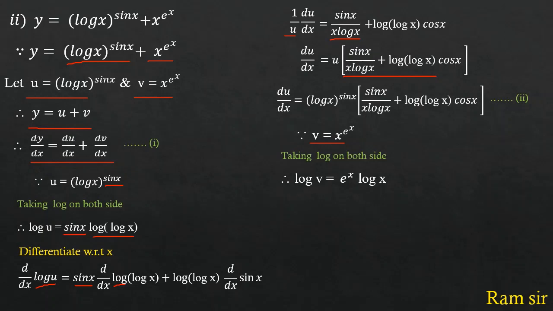So now we take the derivative on both sides with respect to x. So we write the derivative of log v, and on the right side we apply u into v. You all know how to do u into v: one term as it is, derivative of another term, plus the second term as it is and derivative of the first term. So we are applying that. The derivative of log v is equal to e raised to x as it is, derivative of log x.